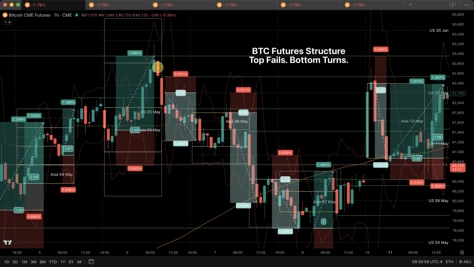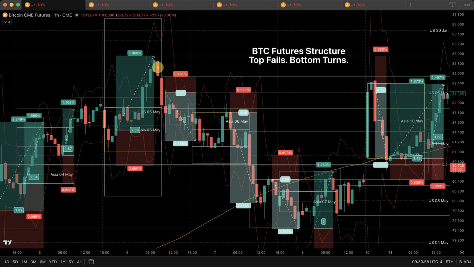Now, the same level creates the second setup. May 10th Asia lower boundary becomes the long entry line. That is important. The same level can serve different roles at different moments. First, it is a trailing target for the short. Then, after reaction appears, it becomes a long entry.